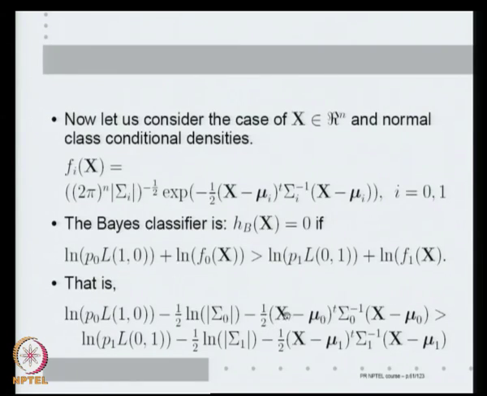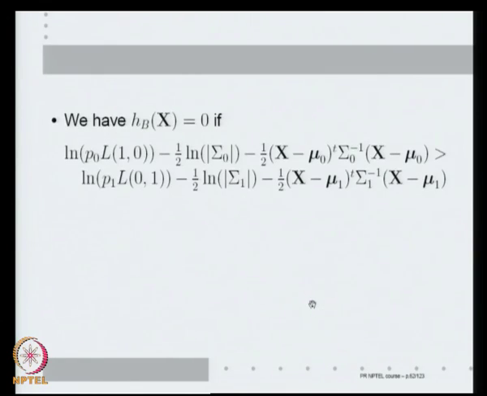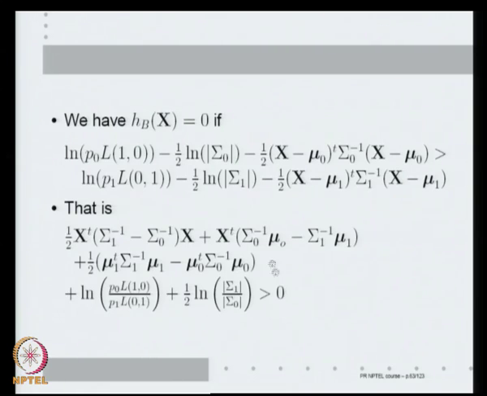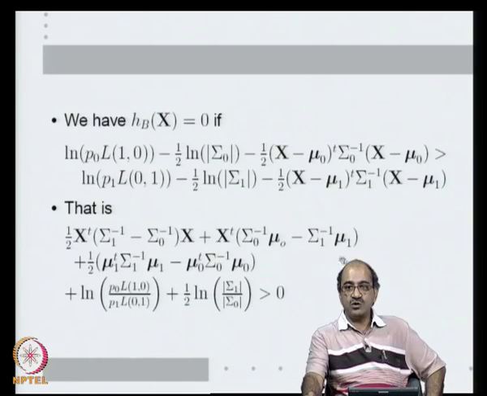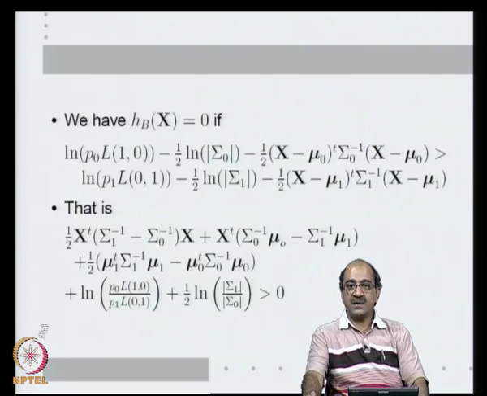So, there will be an x square term, that is x transpose some matrix into x term. So, there will be a linear term in x and a constant term. If I bring all of them to one side, this is what I will get, right. There will be x transpose (sigma 1 inverse minus sigma 0 inverse) x, x transpose (sigma 0 inverse mu 0 minus sigma 1 inverse mu 1), plus the constant term.